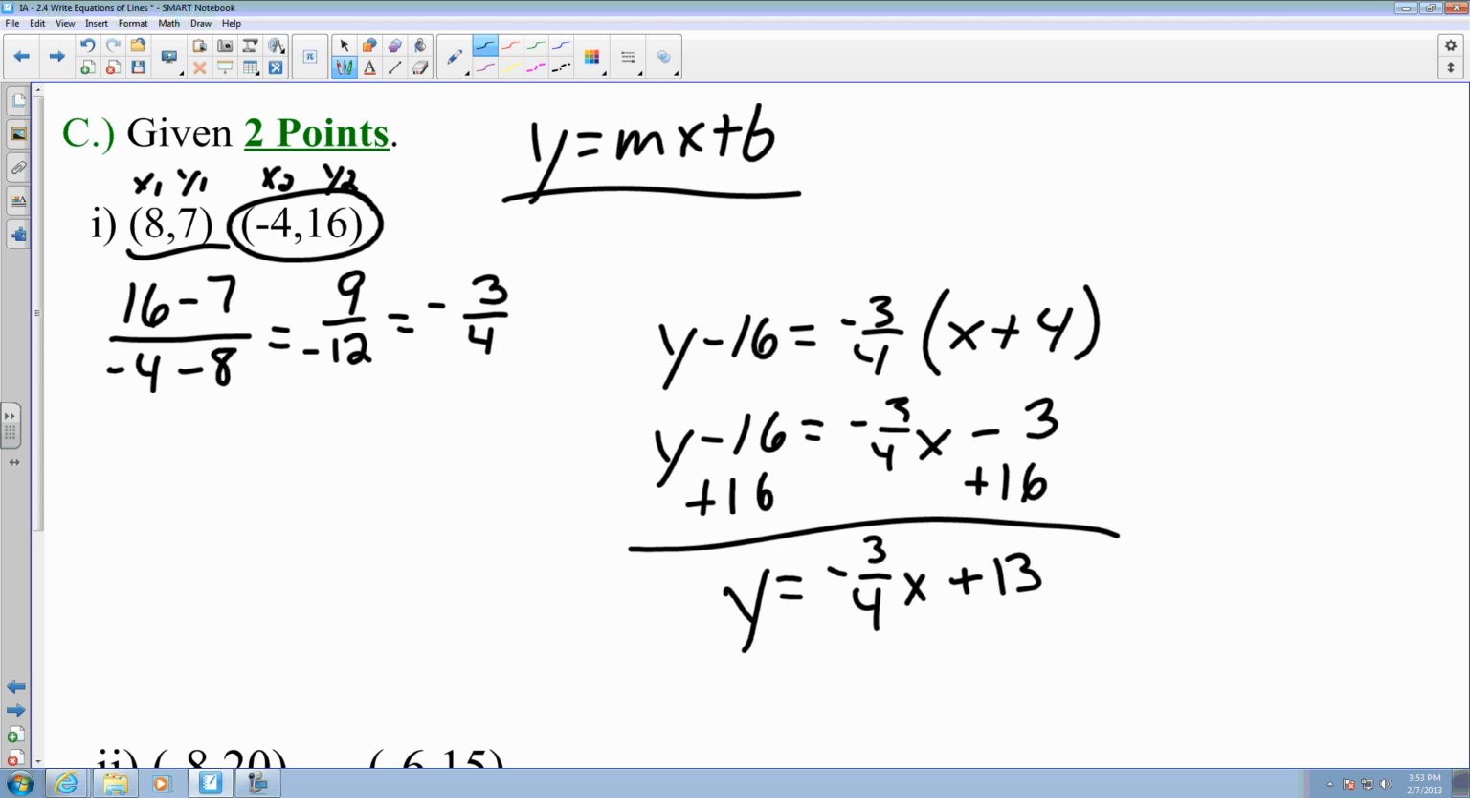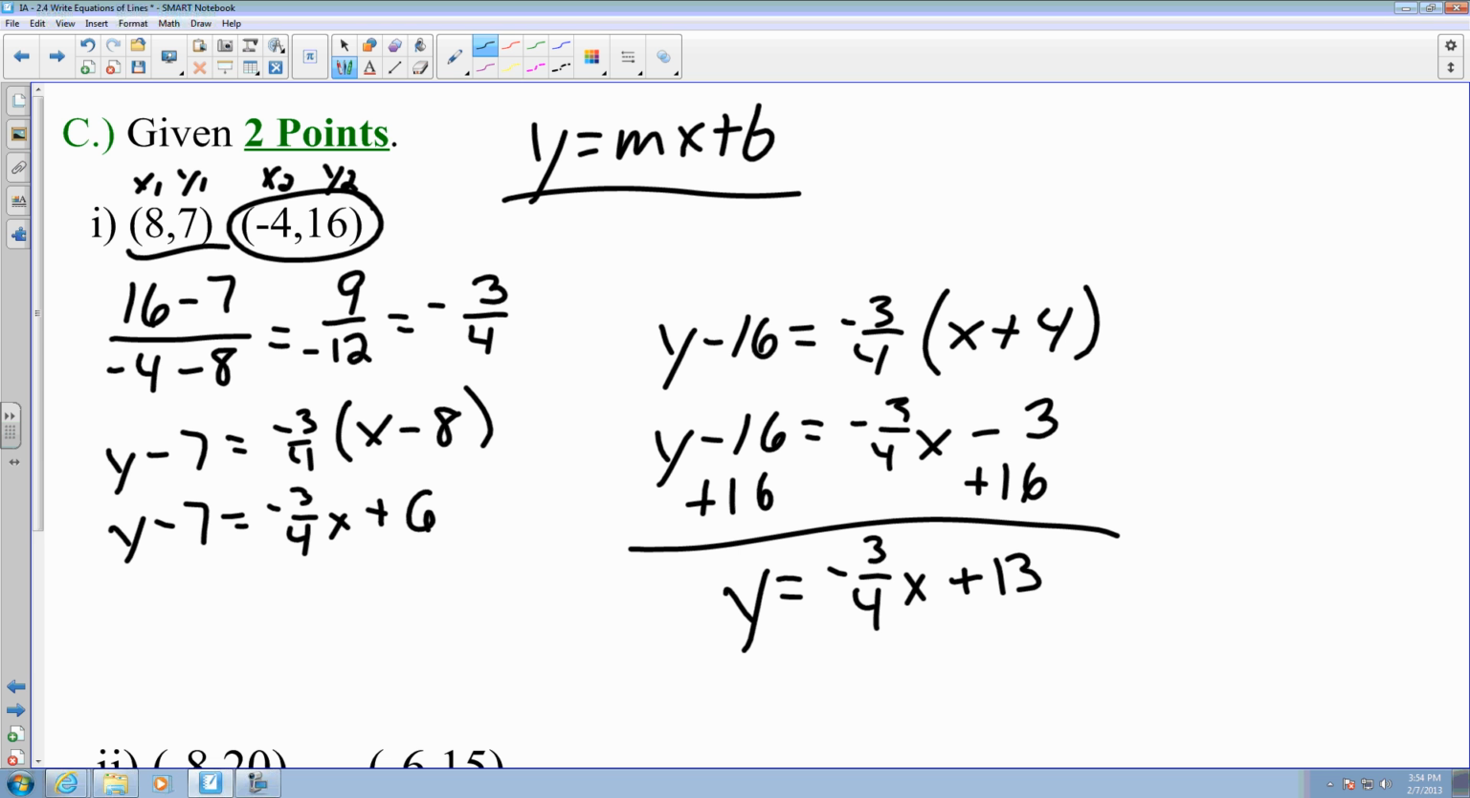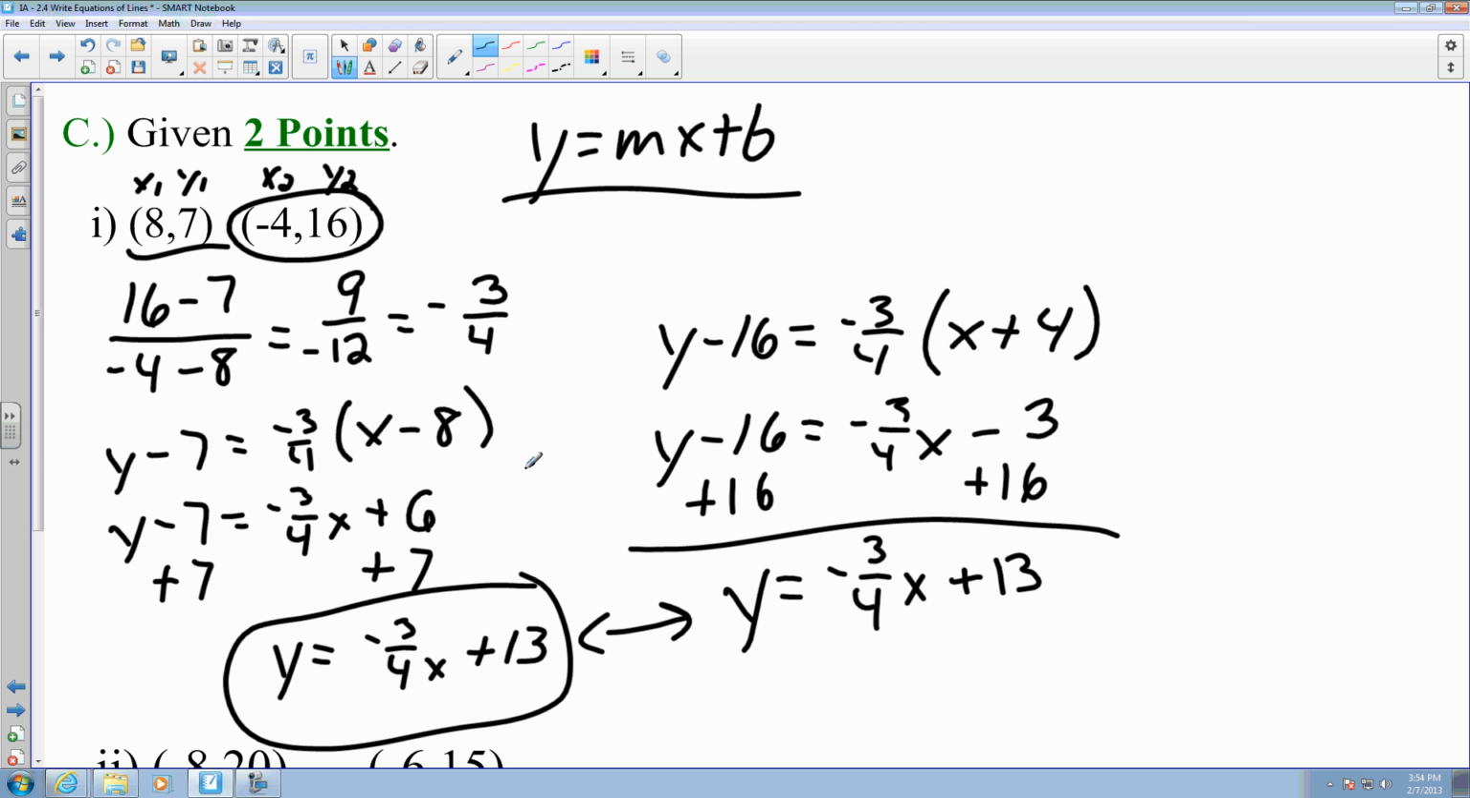So if you don't believe me, let's use this one to help us out. So I'm going to use point slope form with 8 comma 7. So I'm going to say y minus 7 equals negative 3/4 times the quantity x minus 8. And so I'm going to distribute negative 3/4 x minus, or actually this will be a plus 6, because 24 divided by 4 is 6. So now I'm going to add 7 to both sides. So that gives me y equals negative 3/4 x plus 13. These two match. So again, it does not matter which one it is. You're going to get the same equation.